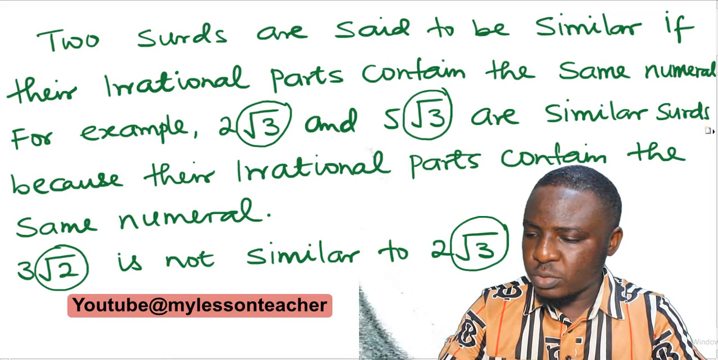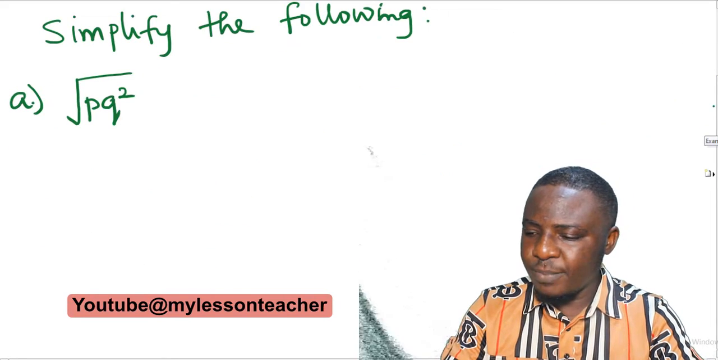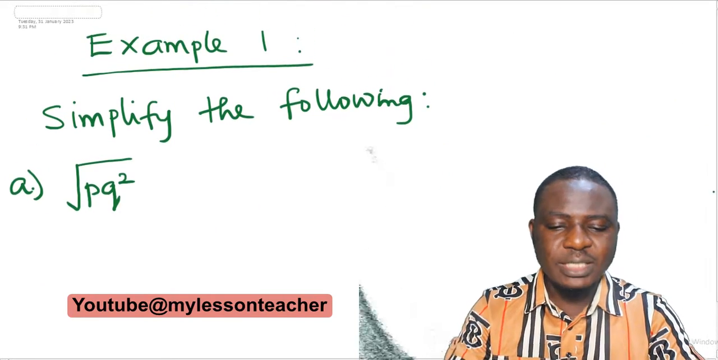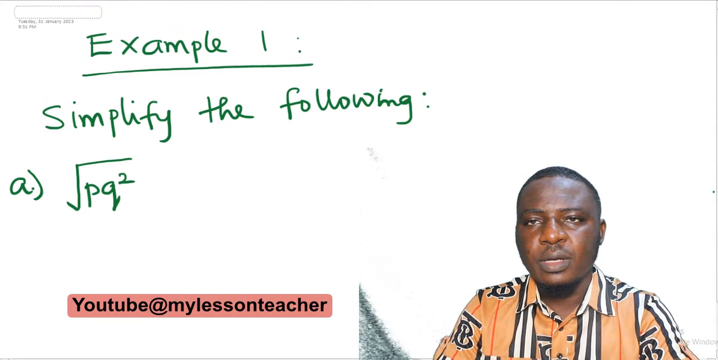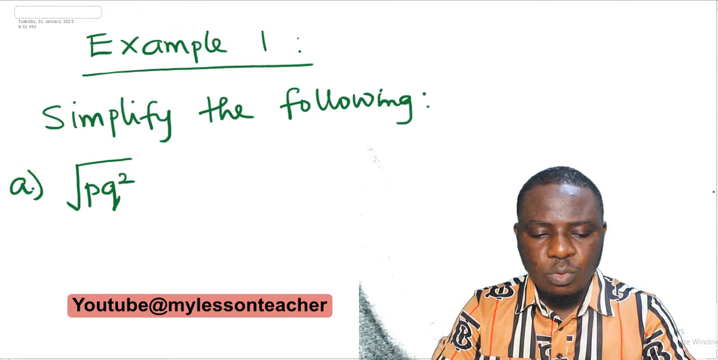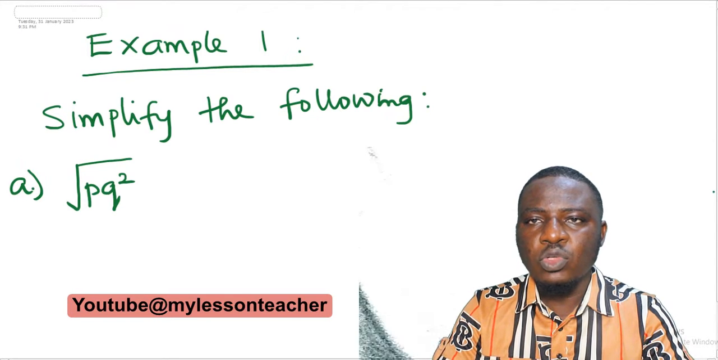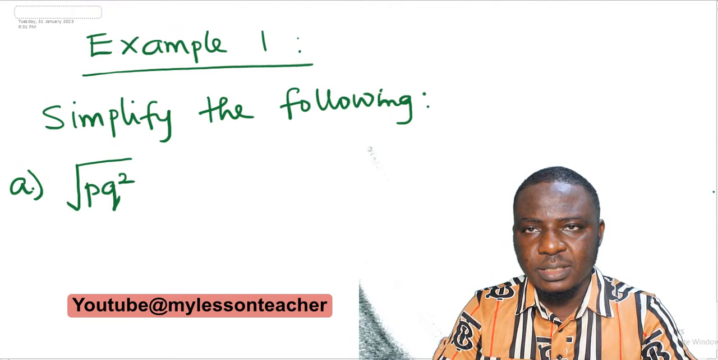Okay, let's take some examples that we should simplify. Example 1 says, simplify the following. In this example, we shall be applying the rules of surds while simplifying this.